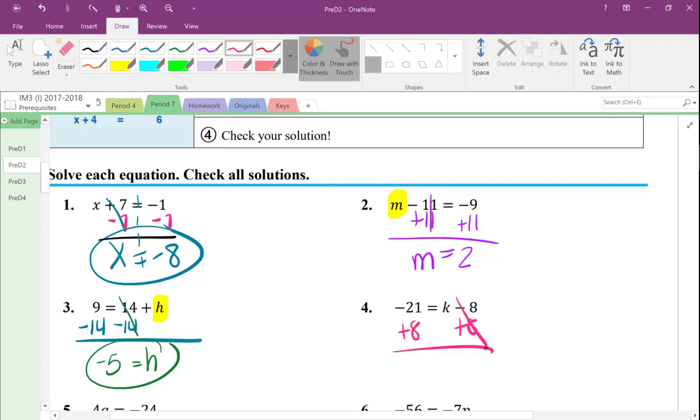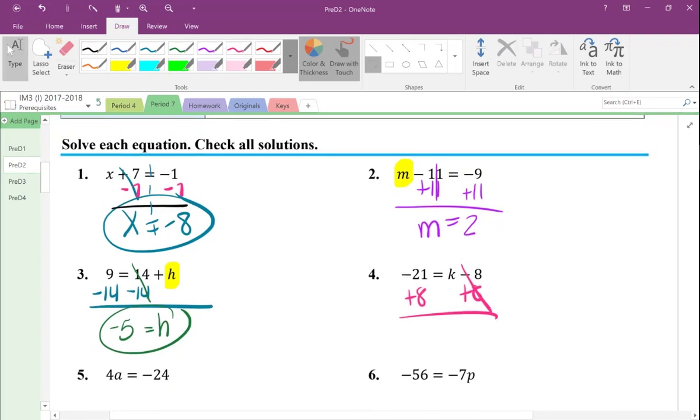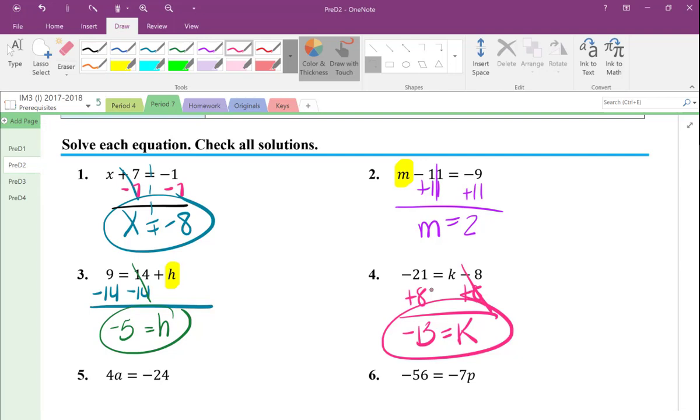So again, I'm adding 8, getting everything away from the k. It's gone. Disappears. Bring down the k. What is negative 21 plus 8? You guys all got it right. So negative 13. You can really just switch it if you want. Awesome.